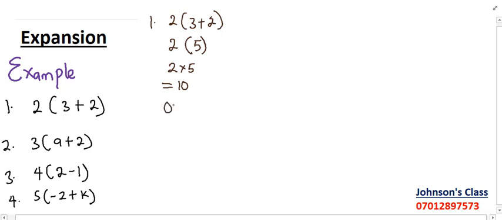Another approach you can use that will also be helpful is, okay, 2 multiplied by 3 and 2.